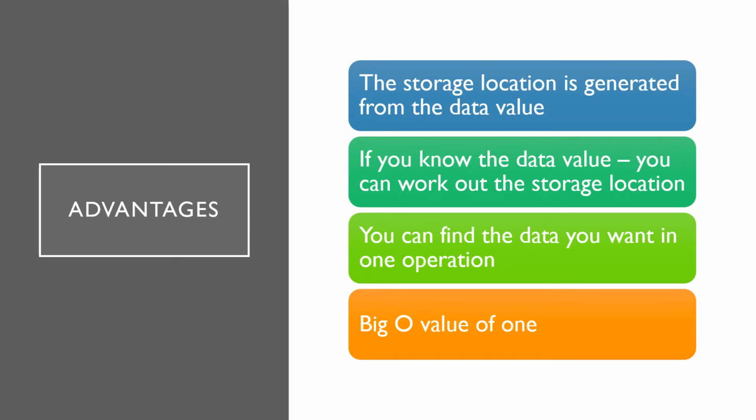There are several advantages to this idea. The storage location is generated from the data value, by the way, using an algorithm that will always give us the same result. That means if you know the data value you're looking for, you know where it must be stored. That means you can get to the data in one operation. And that gives us a big O value of 1, which is the best possible value for finding the data we want in the computer.